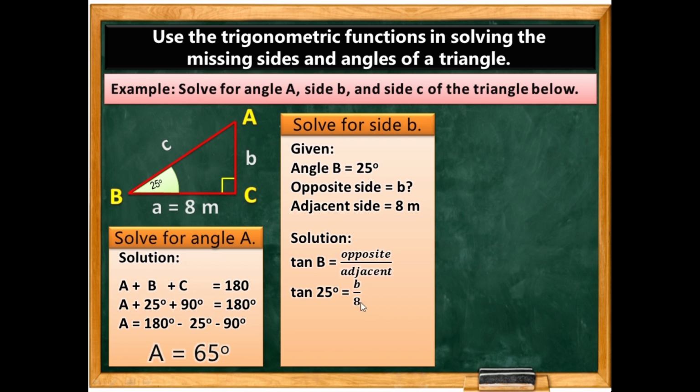So substitute. Then, how to find the value of B? We will need to cross multiply 8 to tangent 25. So therefore, 8 times tangent 25, B is equal to 3.73 meters.